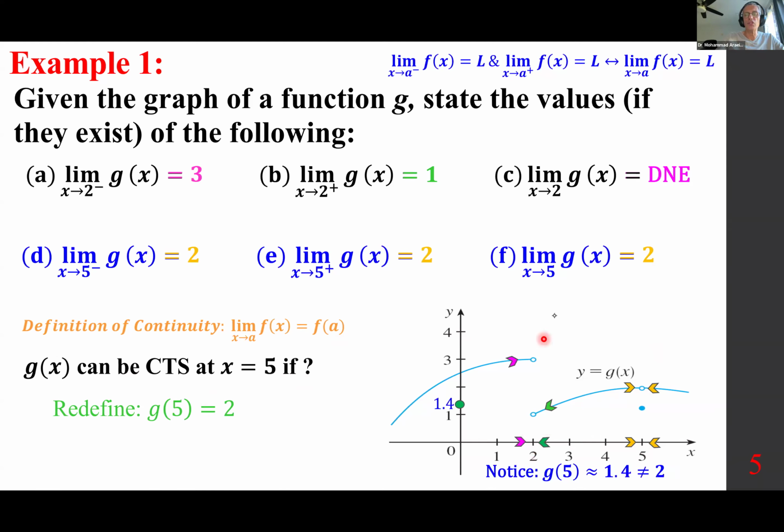However, at 2, we have a jump and we can't fix it. And of course, g of 2 is missing. Even if g of 2 is given, it keeps on being unfixable. In other words, you can't fix this because there is a jump here. So I hope everybody's okay with that. You're going to move on, everybody.